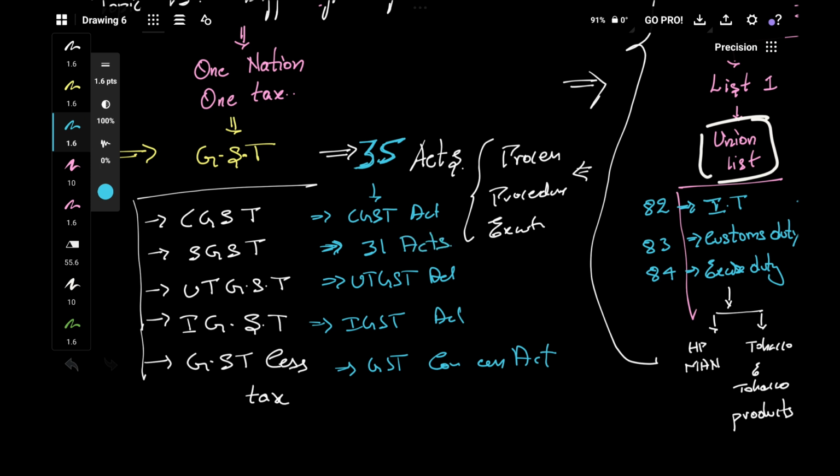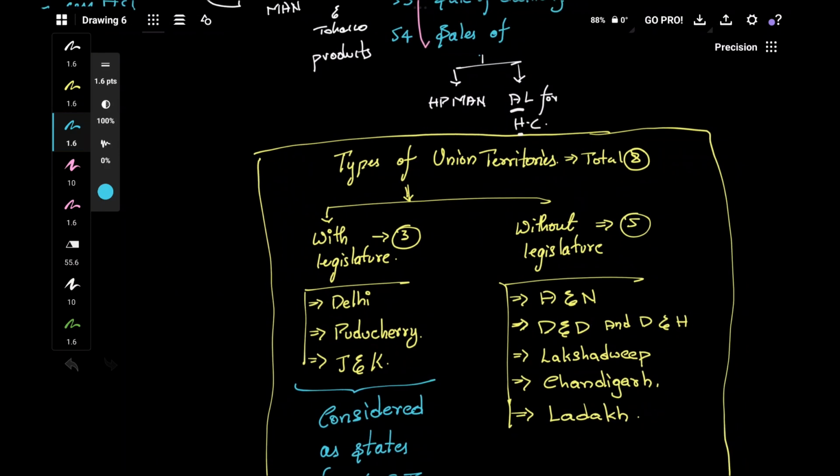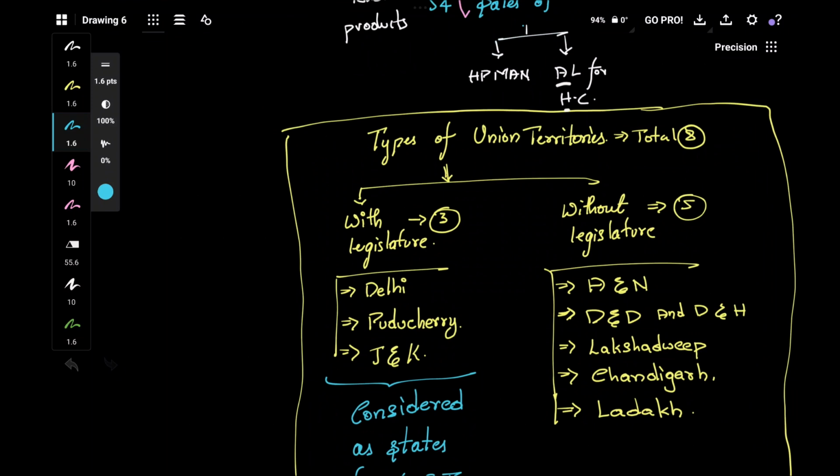Okay, so how have these 31 acts come? Each state has passed a single act. Each state has to pass their own SGST Act. But there are only 28 states, right? Why are we having 31 acts here? There is a reason for that. Because in case of GST, union territories with legislature are regarded as states.